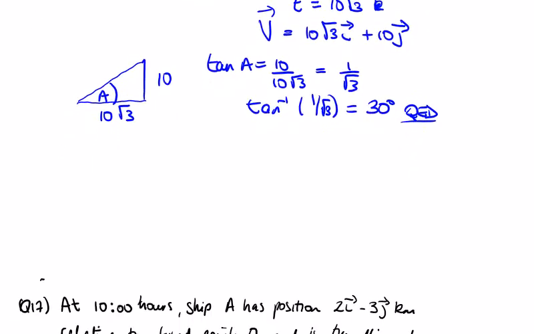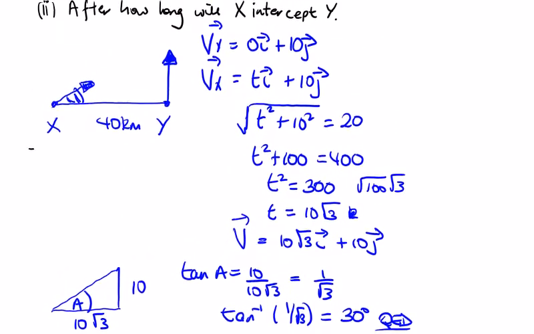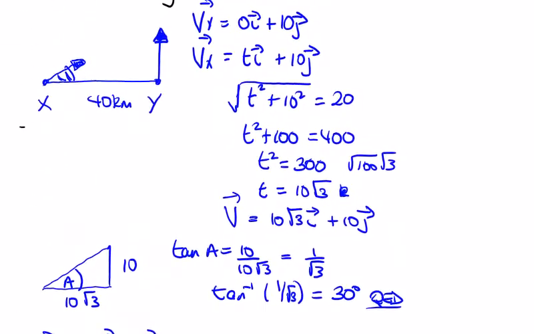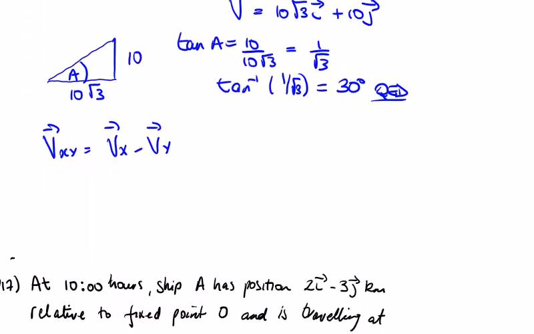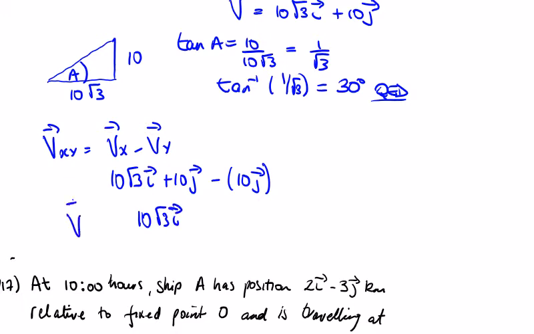So we just need the relative distance and speed. So the velocity of X relative to Y is the velocity of X minus the velocity of Y. What have we got here? We have Y, which is just 0I plus 10J. So X was 10 root 3I in the I direction plus 10 in the J direction, minus my 10 in the J direction, which is just going to leave me with 10 root 3I. And if I square that and get the square root of it, it's going to be the same number.